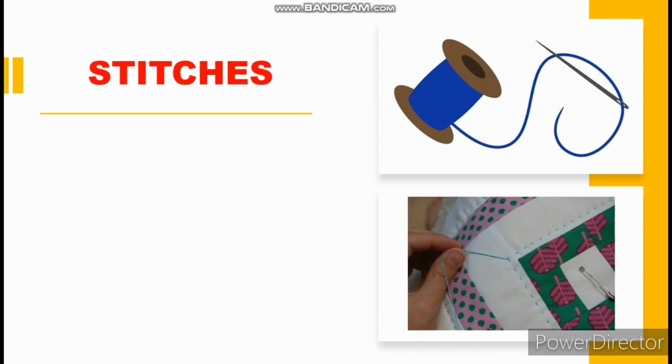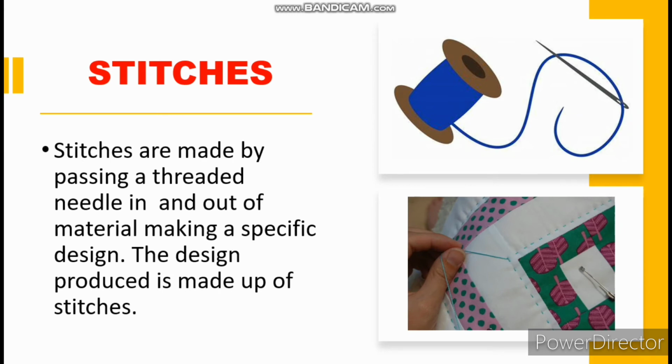What is a stitch? Stitches are made by passing a threaded needle in and out of a material, making a specific design. The design produced is made up of stitches. In trying to make a dress, we need to know how to make sewing stitches and embroidery stitches, which are the two basic stitches. The sewing stitches have different types like tailor's tacking.